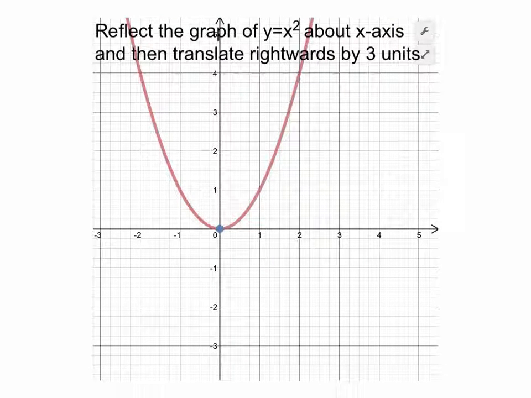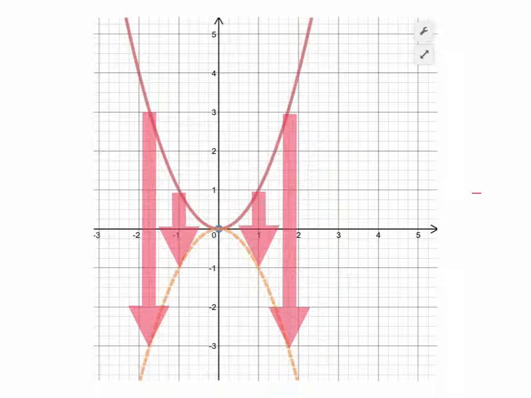Example 2. Reflect the graph of y equals x squared about the x-axis and then translate rightwards by 3 units. In this example, we first reflect the graph of y equals x squared about the x-axis. So it will look like this. And then we translate the image to the right by 3 units. Then the final image should look like this.